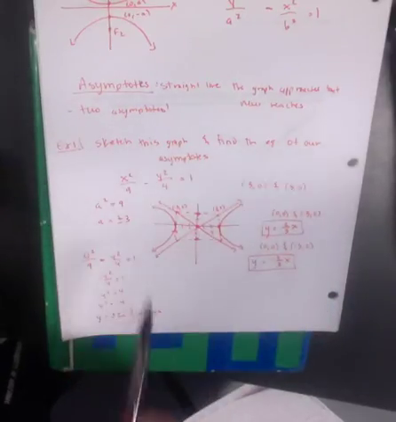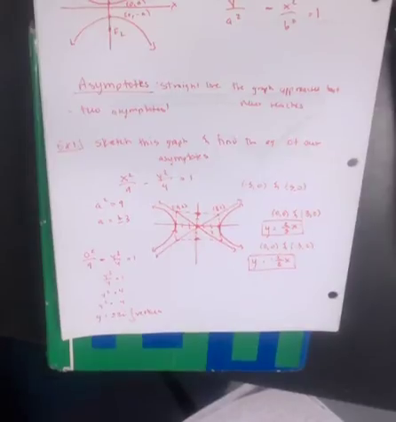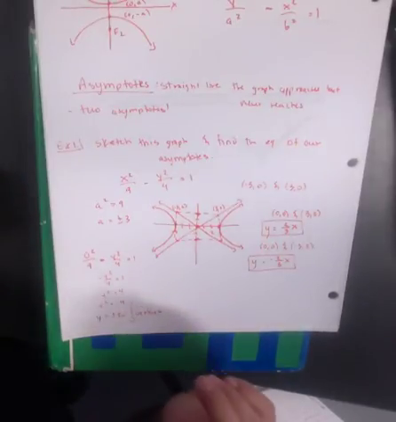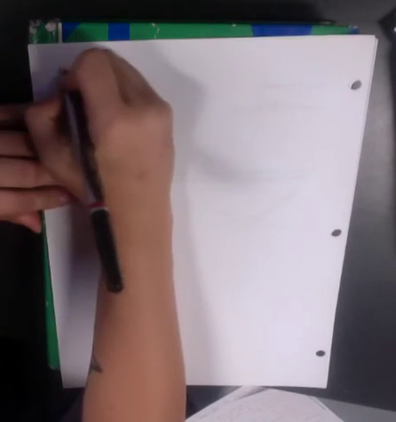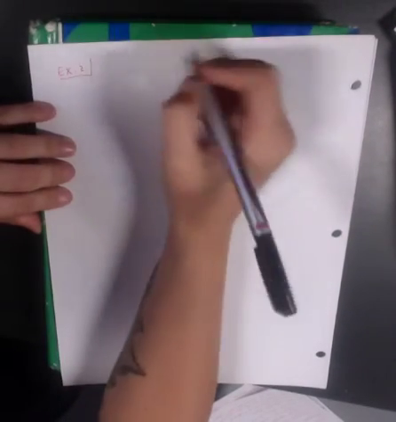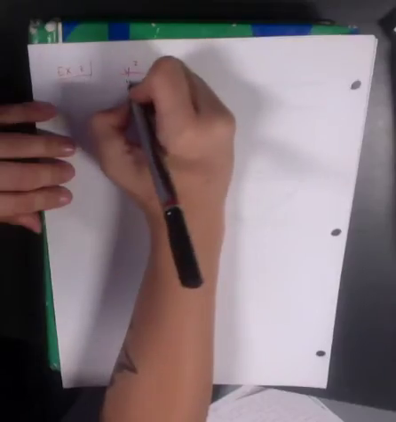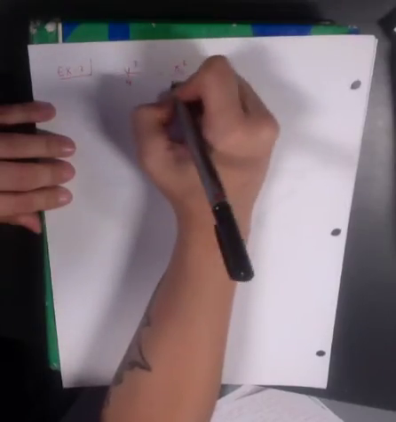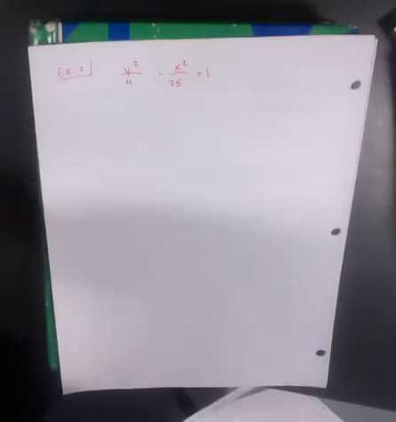It really does help to draw that box. Okay? Let's do another example. Make it even more clear. So we're going to sketch this graph. We have y squared over 4 minus x squared over 25 is 1.